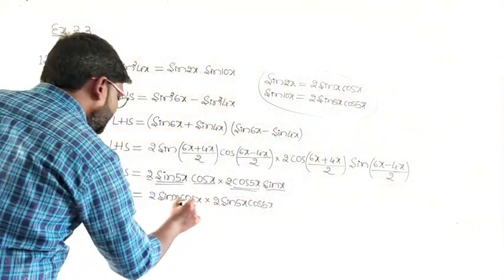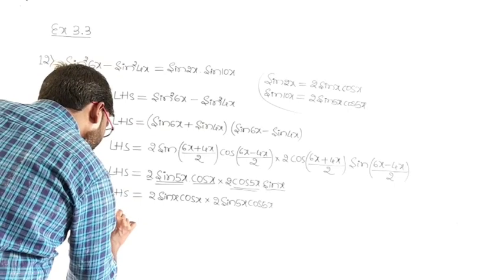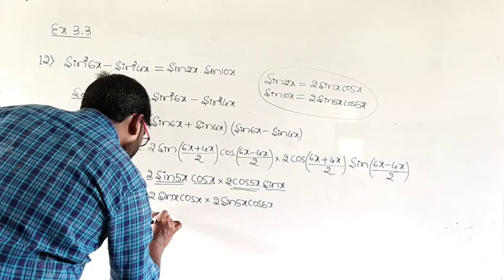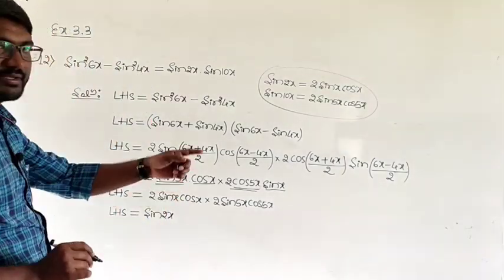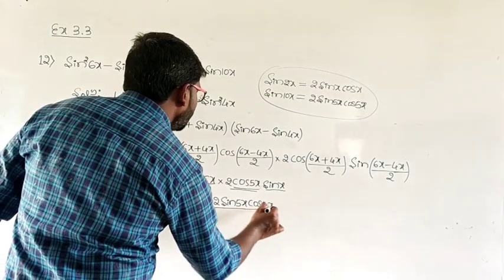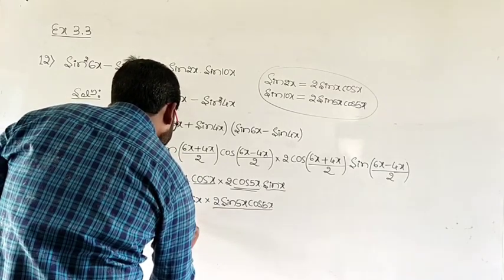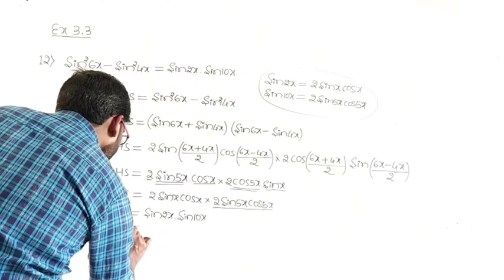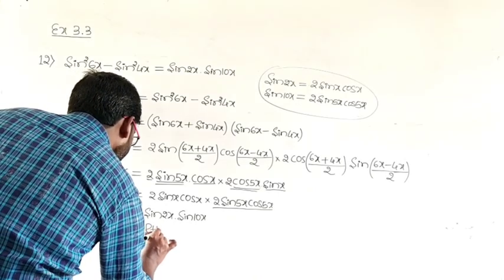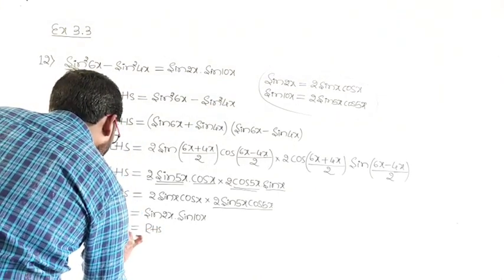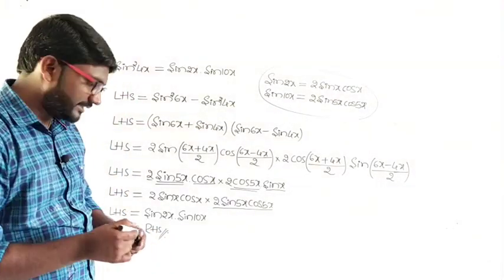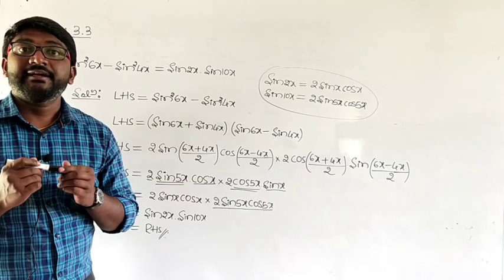So 2 sin x into cos x is nothing but sin 2x. Now this is going to be sin 10x. So it is sin 10x. This is the required RHS. So overall here in the 12th problem we have proved that left hand side equals the right hand side.